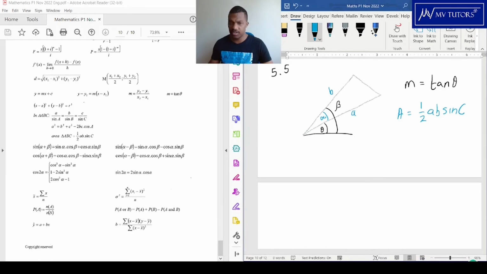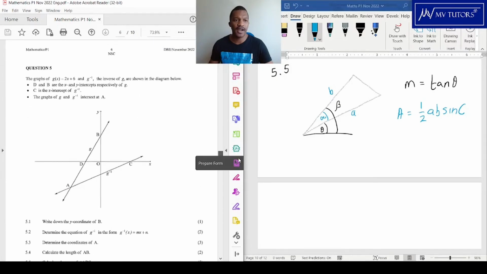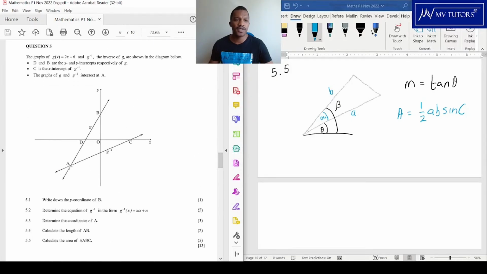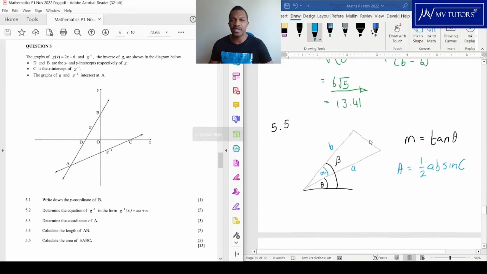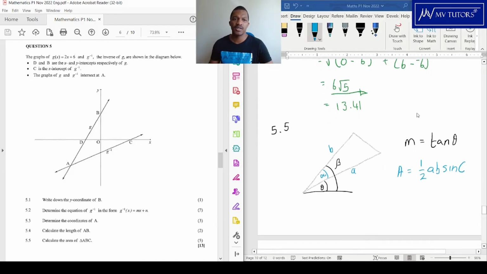Now, if we go back to the question real quickly, that's question 5. We have solved the distance from A to B right over there, and it's 6 square root of 5 units. That's B. Okay, so let me just put it in my triangle because I like to put everything I need at once. So that's 6 square root of 5, which means now I need to solve for A.